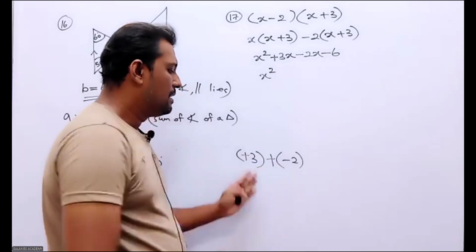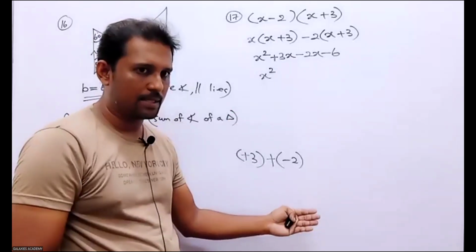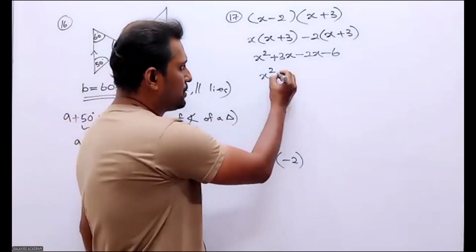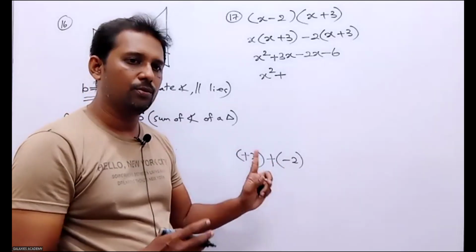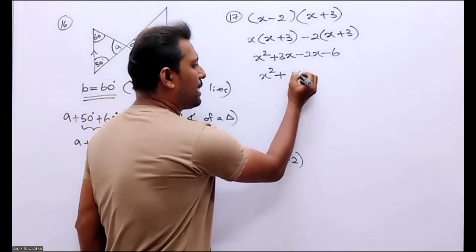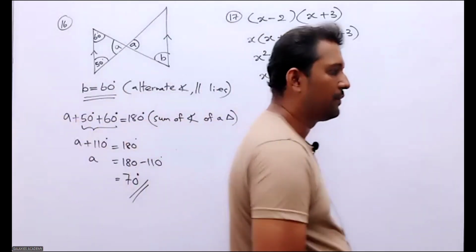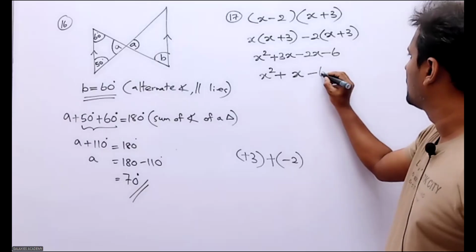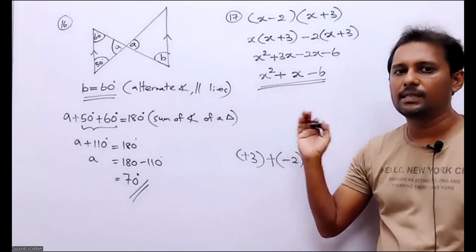Then what is the answer? Different types of signs, addition. So the answer sign should be the larger magnitude's sign. Larger magnitude is 3, so its sign should be positive. Then how can you get the magnitude? You have to subtract these, 3 minus 2, 1. So what is the answer? 1x. No need to write down 1 in front of it. Right? Normally, if the coefficient is 1, no need to write it down. Minus 6. Right? So what is the final answer? x squared plus x minus 6.